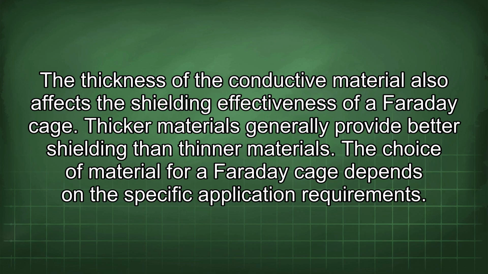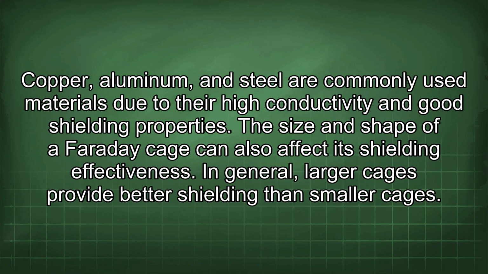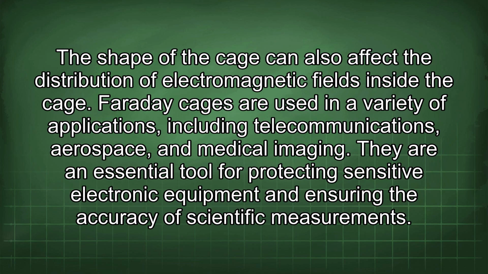The thickness of the conductive material also affects the shielding effectiveness of a Faraday cage. Thicker materials generally provide better shielding than thinner materials. The choice of material for a Faraday cage depends on the specific application requirements. Copper, aluminum, and steel are commonly used materials due to their high conductivity and good shielding properties. The size and shape of a Faraday cage can also affect its shielding effectiveness. In general, larger cages provide better shielding than smaller cages. The shape of the cage can also affect the distribution of electromagnetic fields inside the cage.